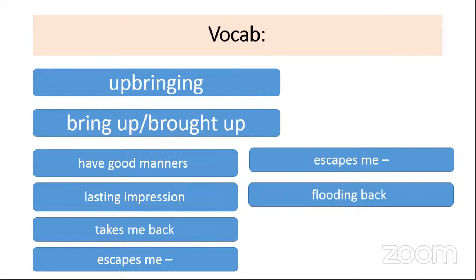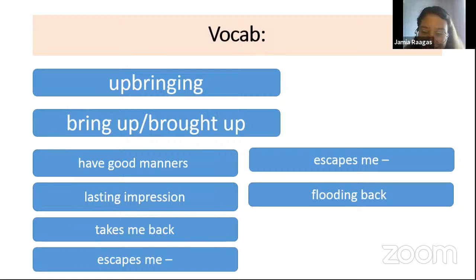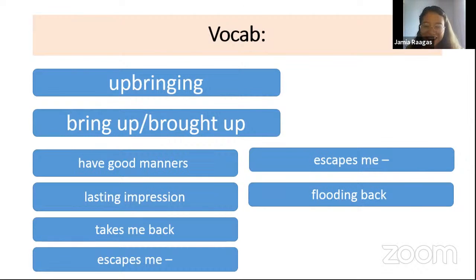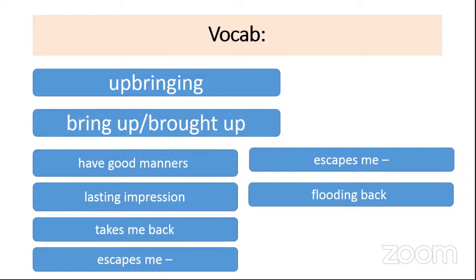I think the memory that floods back to me is the time that my parent hit me so much. Oh, okay. Maybe you always went out when you were young. Ah, okay, I see.